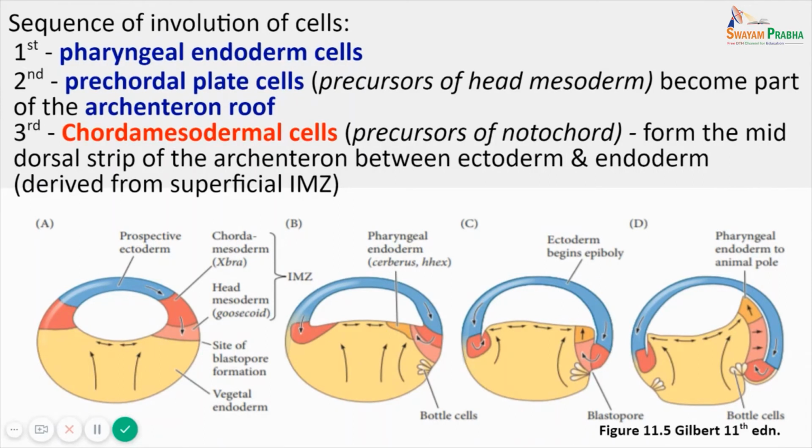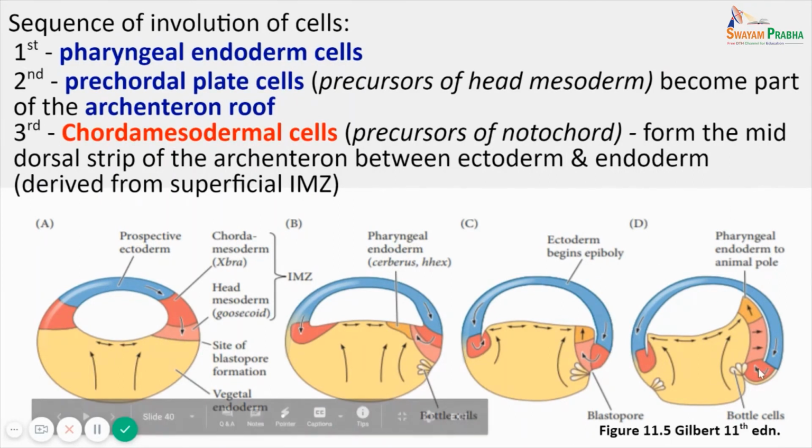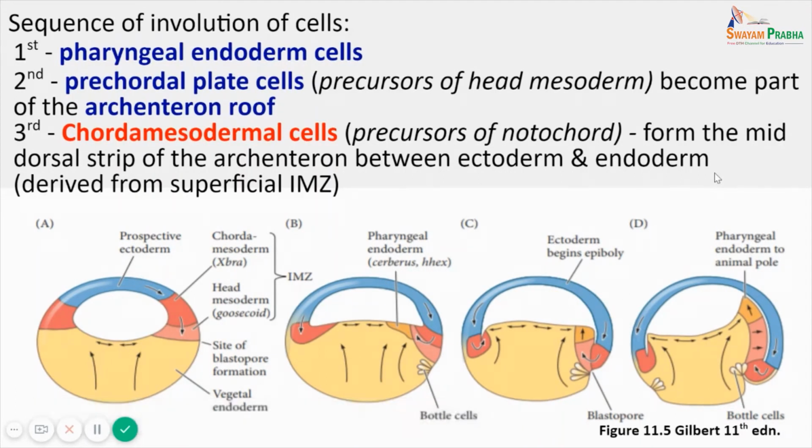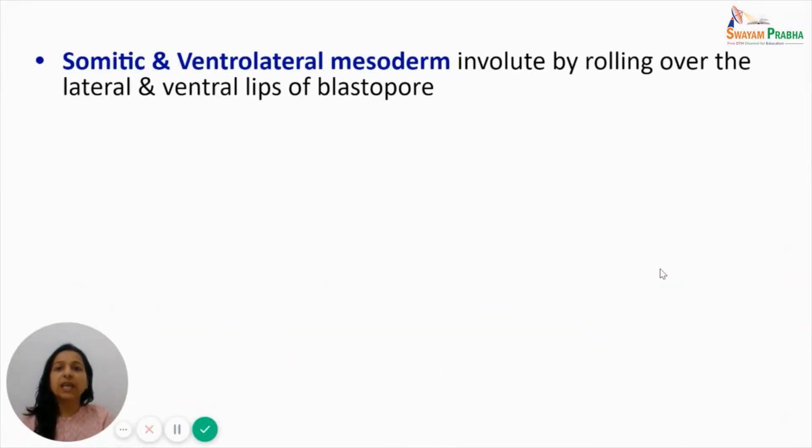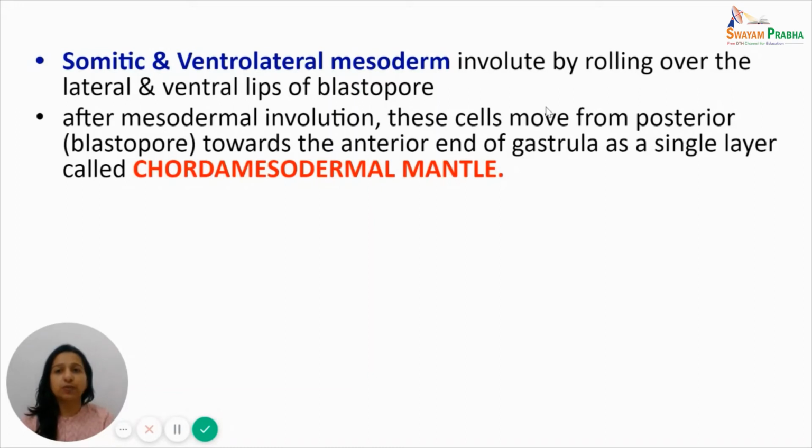The third cells to involute are the chorda mesodermal cells, or the red cells, which are shown here. The red cells are the precursors of notochord. They form the mid-dorsal strip of the archenteron between the ectoderm and endoderm. And these chorda mesodermal cells are derived from the superficial layer of the involuting marginal zone. The somatic and ventrolateral mesoderm involute by rolling over the lateral and ventral lips of the blastopore.